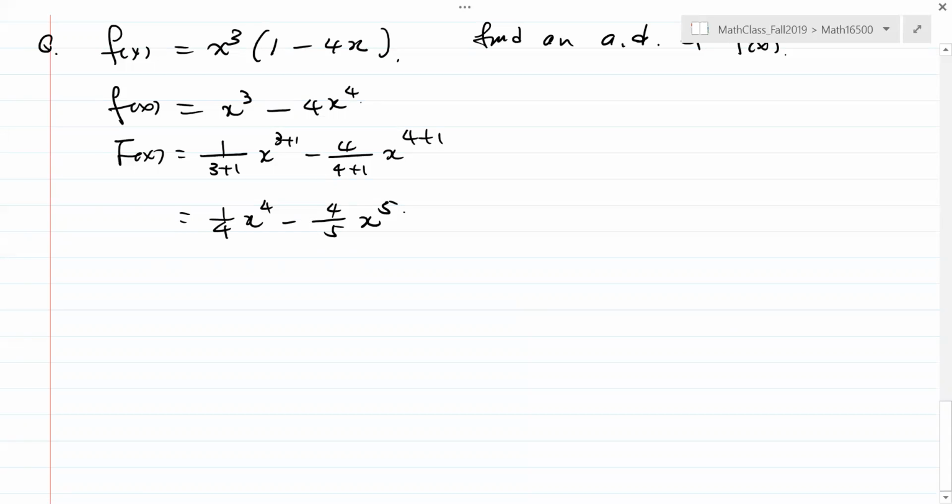All right. So let's do the next problem. Here's a function. It's going to be x plus 2 squared. So we want to find capital F(x), the antiderivative of this function.